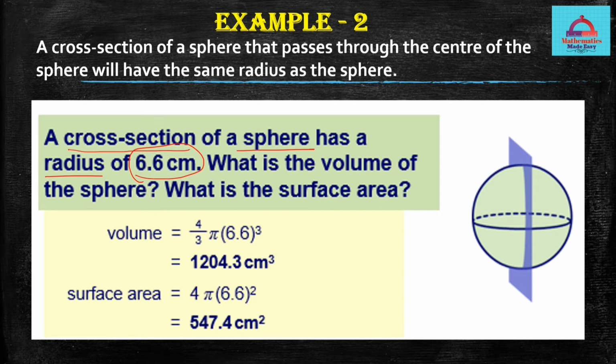So here in the question we need to find two things. Number one, we need to find the volume of the sphere, and number two, we need to further find its surface area as well. So we are going to be using both the key concepts one by one.